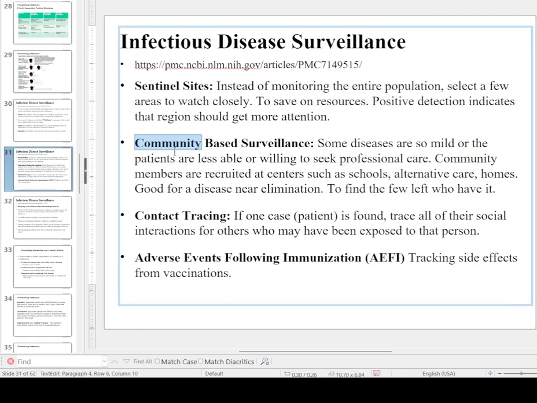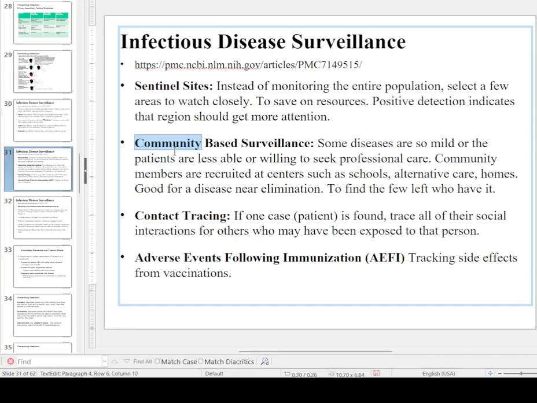Community-based surveillance is for diseases that are so mild, or where the patients are extra reluctant to tell their healthcare professionals, so how are officials supposed to know that something is going on, right? So they rely on other people other than healthcare professionals to do the monitoring, such as teachers and school health professionals. They notice that one of the kids is looking especially sick, not just one day, but several days in a row. Alternative care facilities, and that could be anything.